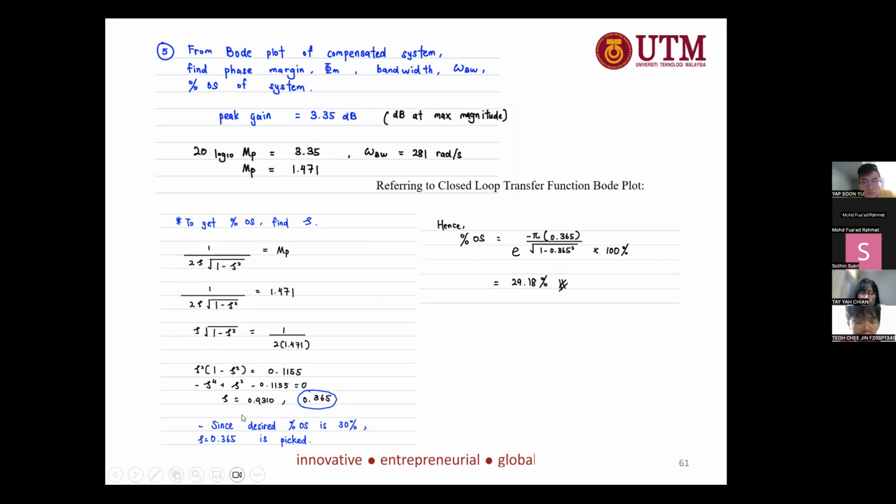So again, this zeta value comes with four roots, two positive roots and two negative roots. From the two positive roots, there are also two answers, and we are going to choose the solution which will give us 30% of overshoot, which is zeta equals 0.365.